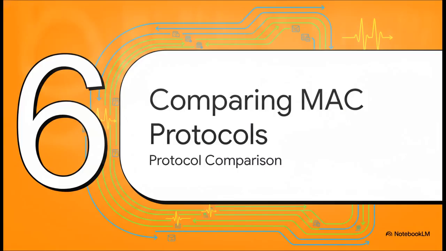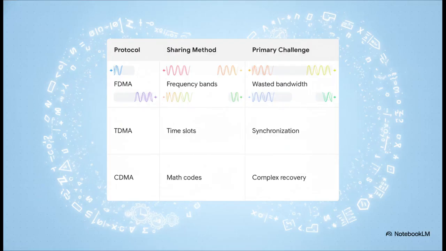Let's bring it all together now. Section 6, Comparing MAC Protocols. Consider this synthesis table your ultimate study guide. It beautifully summarizes how each protocol solves interference. We have FDMA, which relies on physical frequency division, but it suffers from wasted bandwidth if a station happens to be idle. Then there's TDMA, which uses time slots for bursty transmission, but it faces immense synchronization challenges due to those variable propagation delays we talked about. And finally, CDMA, which allows concurrent full bandwidth transmission through the sheer magic of mathematical codes, trading the physical simplicity of the other two for highly complex signal recovery and processing overhead.